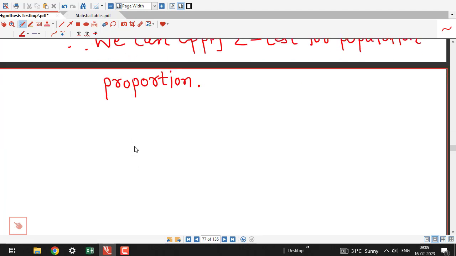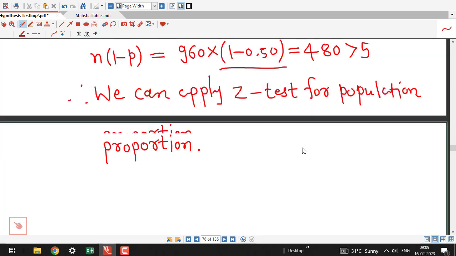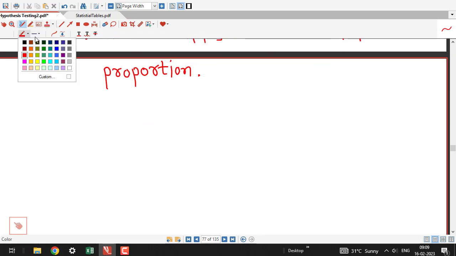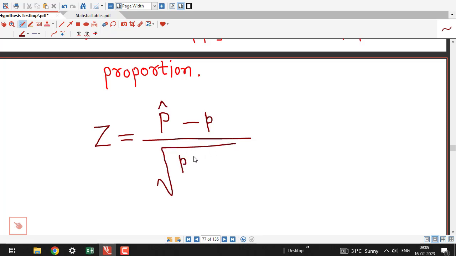Now what is that formula for test statistic? If we apply this Z test for population proportion, then you can recall the formula for test statistic is sample proportion, that is p hat minus population proportion divided by square root of p times 1 minus p divided by n. Now we are having all these values.